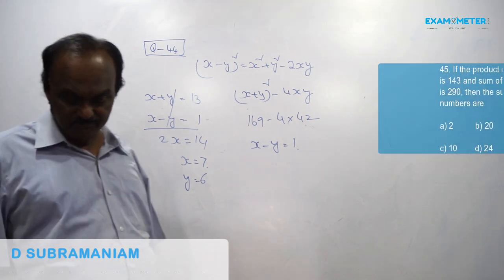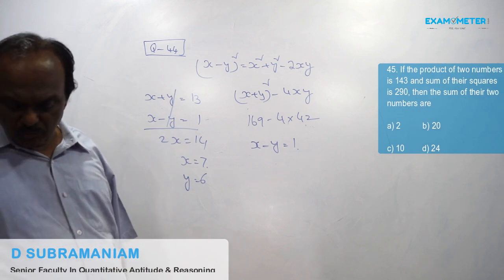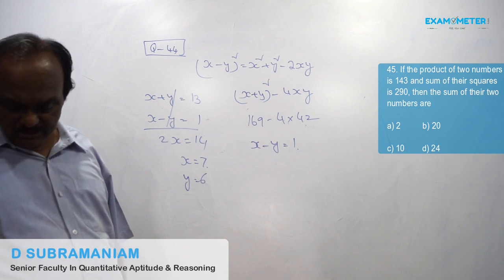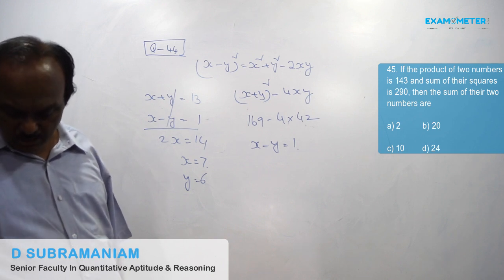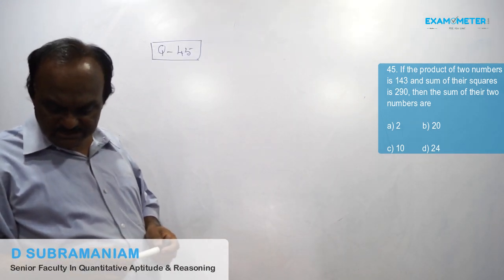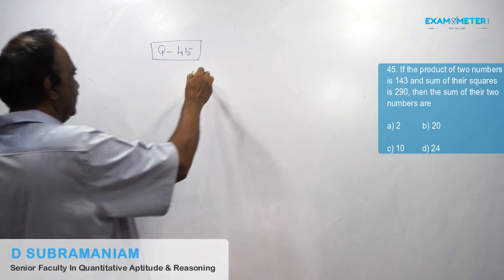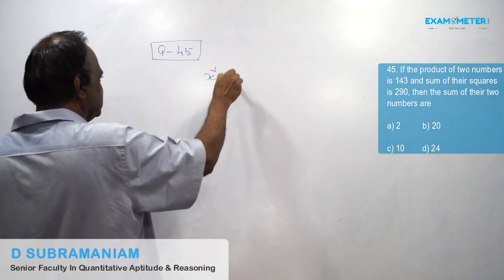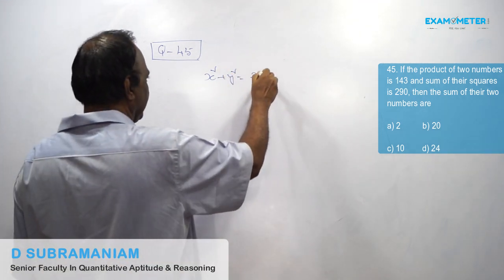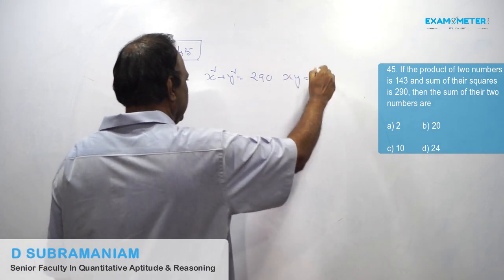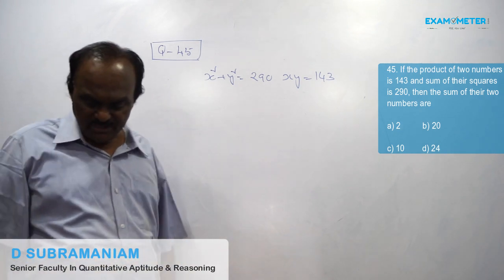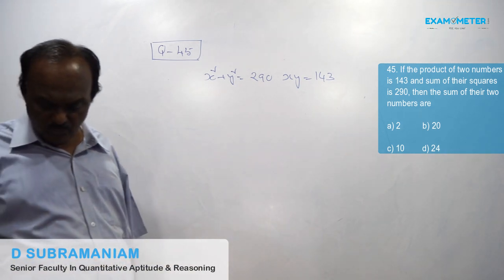Question number 45. If the product of two numbers is 143 and sum of their squares is 290, then the sum of the two numbers is. We will assume two numbers as x and y. x square plus y square is given as 290. xy is given as 143.